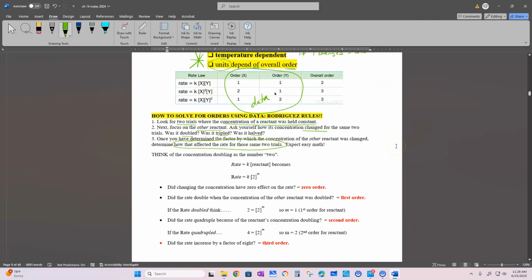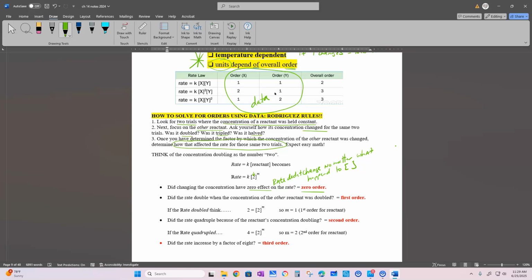So think of concentration as in, if you double, think of the concentration as 2. So if your concentration doubled, okay, did changing the concentration have 0 effect? Well, if it has no effect, you could change concentration all day long, but if the rate didn't change no matter what happened to concentration, then it's no effect.